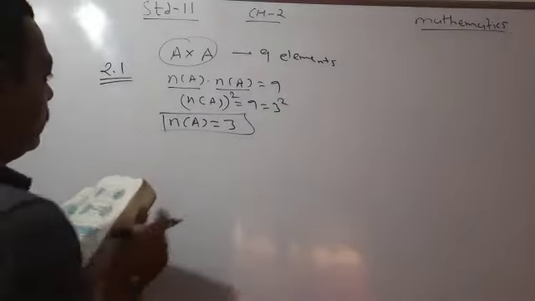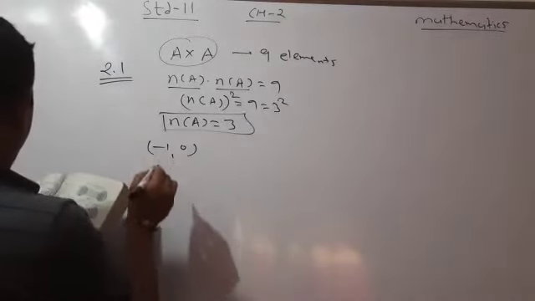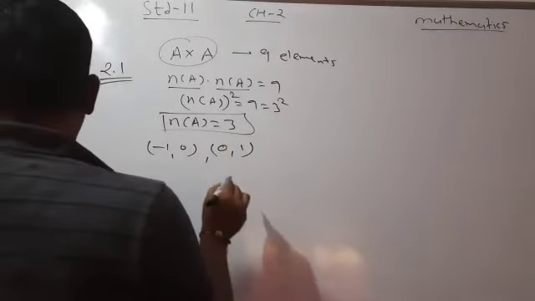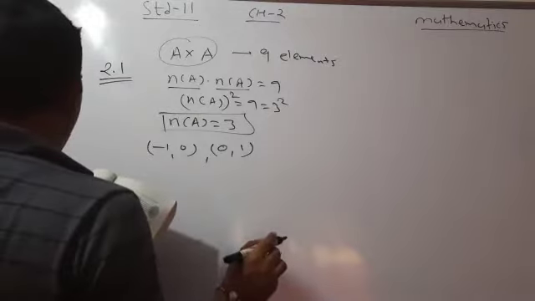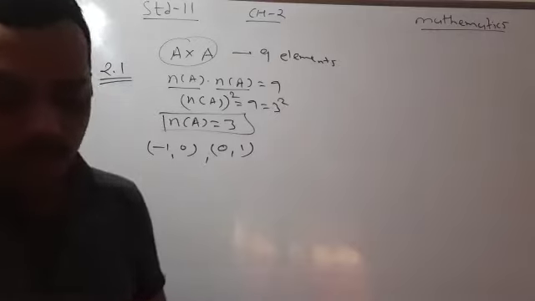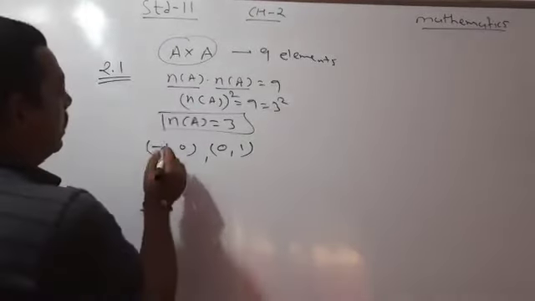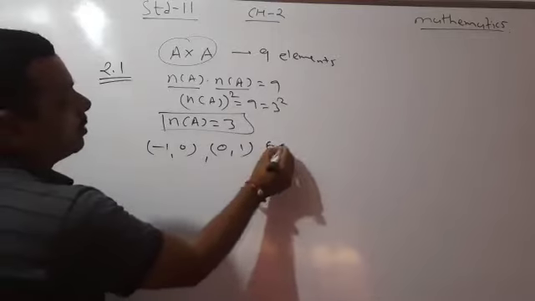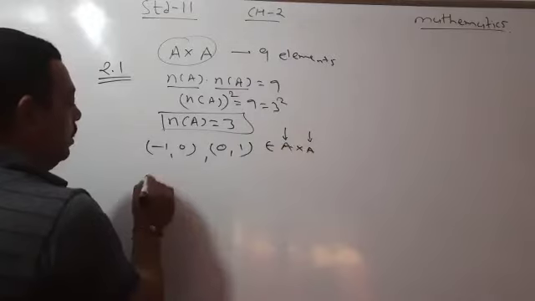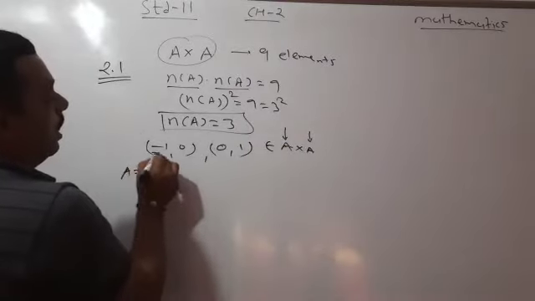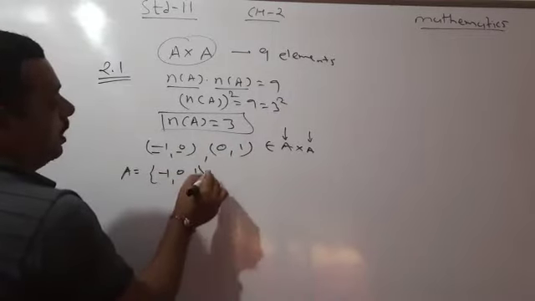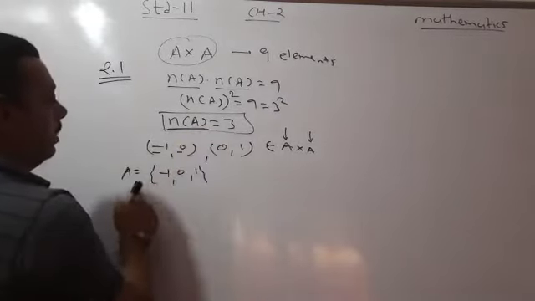Now it is given that (-1, 0) and (0, 1) are elements of A cross A. We have to find the elements of A and then write the remaining elements of A cross A. First of all, these elements belong to A cross A, so the first entry is from A and the second is also from A. So the elements of set A are -1, 0 and 1. So -1, 0, 1 are the elements of A. Thus, the number of elements in A is 3.